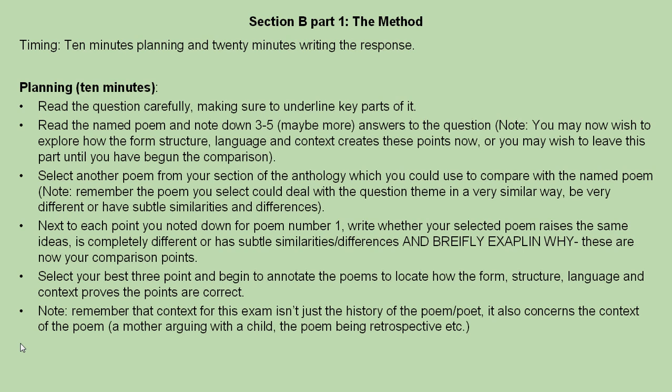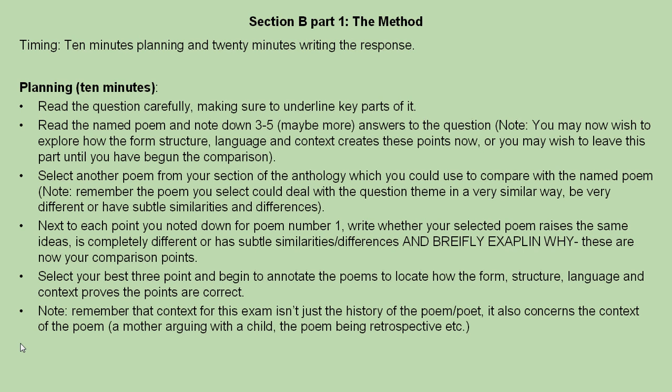So planning, you want to read the question carefully, making sure to underline the key parts of it. You want to then read the named poem and note down 3, 4, 5 different answers to the questions. You may want to start analysing form, structure and language at that point, but I'd probably leave it until you finish the next part of the plan. Then, once you've got your answers, think about what poem you could compare it with. Think about which would be the best one to use. And again, if you've been revising, you've got A-star analysis, grade 9 analysis, already lined up.